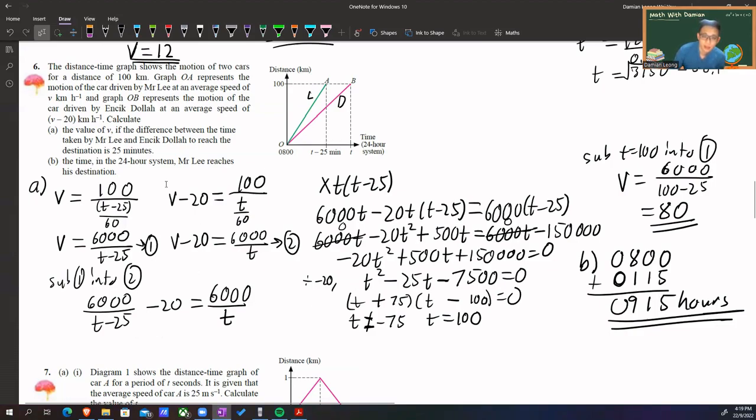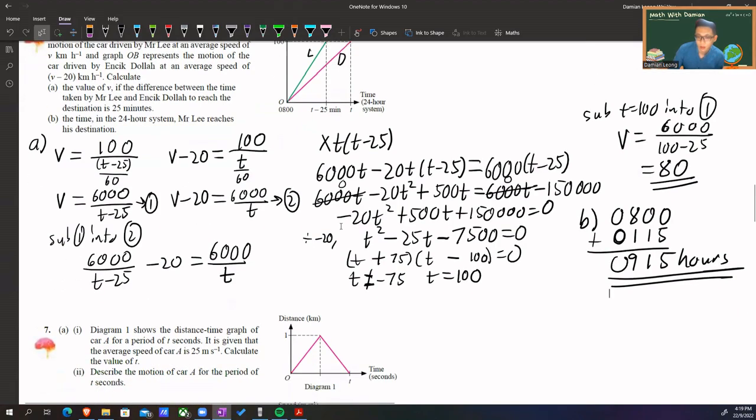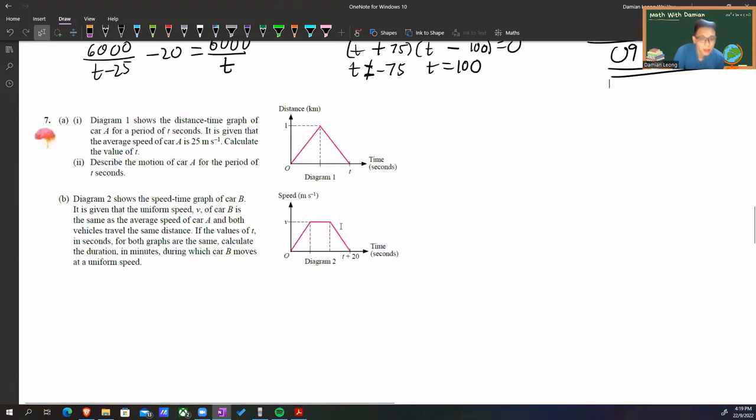So yeah, this kind of question we need to use simultaneous equation to solve. Question 7. Diagram 1 shows the distance against time graph of car A for a period of t seconds. It's given average speed of car A is 25 meters per second. Calculate value of t.